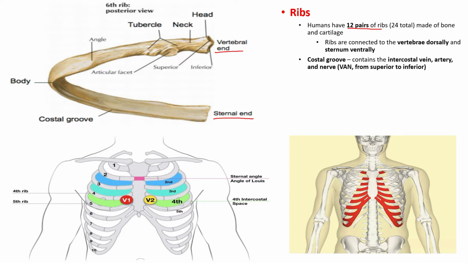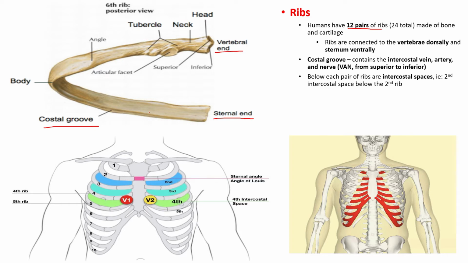There is the costal groove, which is this groove in the rib that contains the neurovasculature of the ribs, which are the intercostal vein, artery, and nerve. And a way to remember the location from superior to inferior is going to be the mnemonic VAN. So if you take vein, artery, and nerve, the first letter, you can remember the vein is more superior to the artery, which is more superior to the nerve.